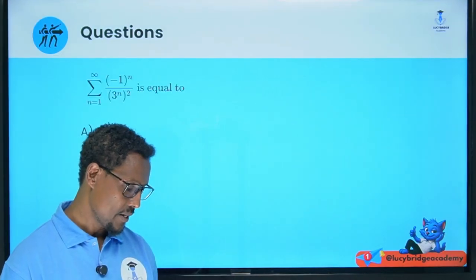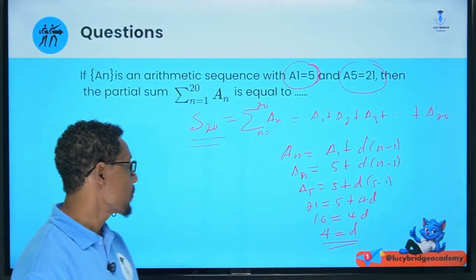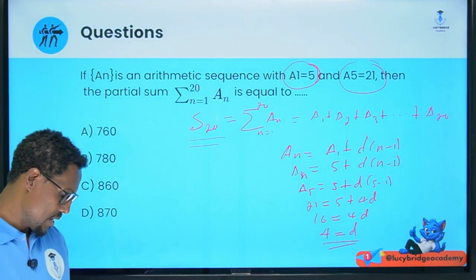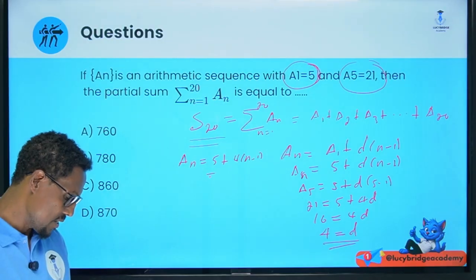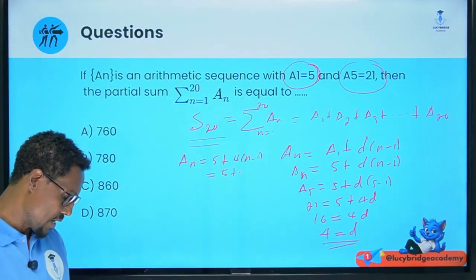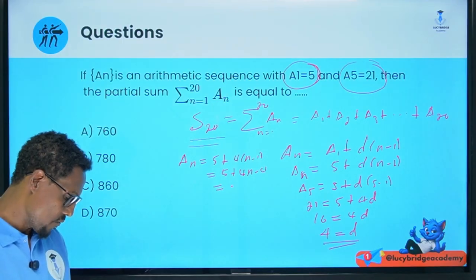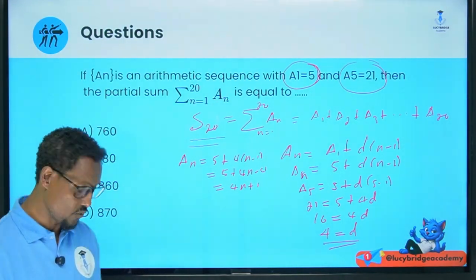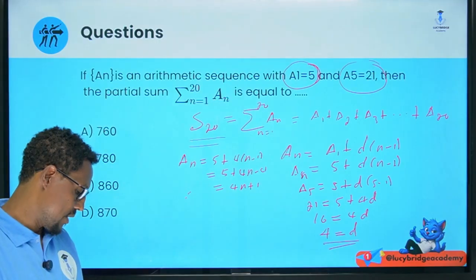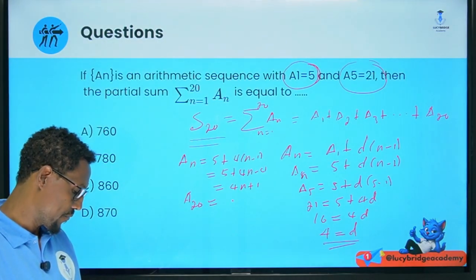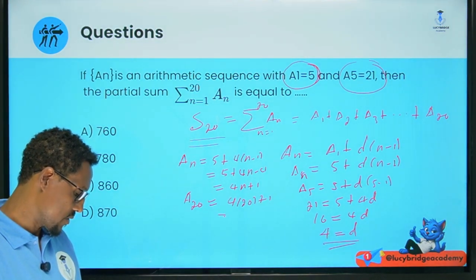The nth term, an, is equal to a1, 5, plus d, where d is 4, times n minus 1, which means 5 plus 4n minus 4, which is equal to 4n plus 1. 5 minus 4 is 1. So this is the nth term. We can find a20, which is equal to 4 times 20 plus 1, which is 80 plus 1, equal to 81.